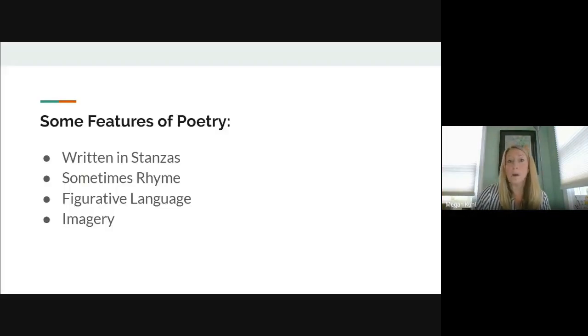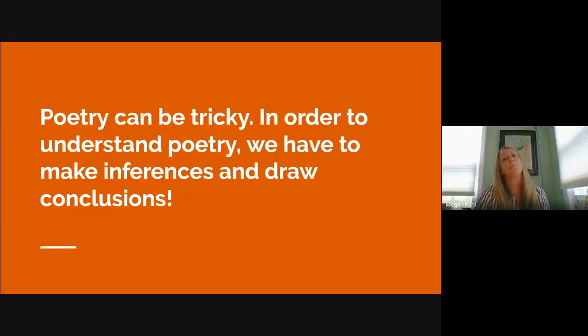Some features of poetry include that poetry is written in stanzas, and we're going to talk about that in a second. Sometimes poems rhyme, but sometimes they don't. Sometimes they include figurative language and imagery. But poetry can be tricky. And in order to understand poetry, we have to make inferences and draw conclusions.